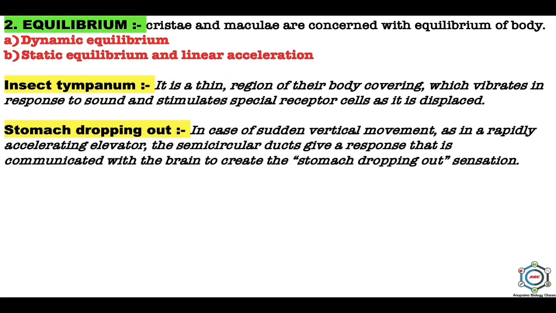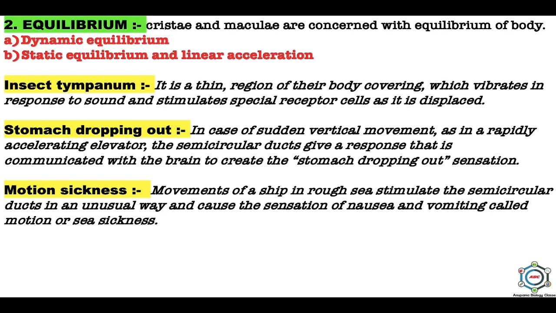Stomach dropping out in case of sudden vertical movements as in a rapidly accelerating elevator. The semicircular ducts give a response that is communicated to the brain to create the stomach dropping out sensation. And this feeling can be avoided by bending the head to look up at the ceiling of the elevator, thus befooling the semicircular ducts.